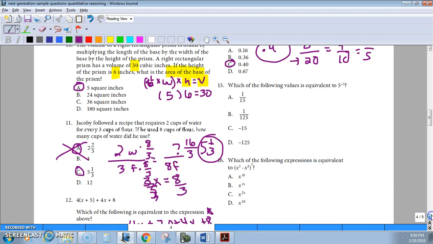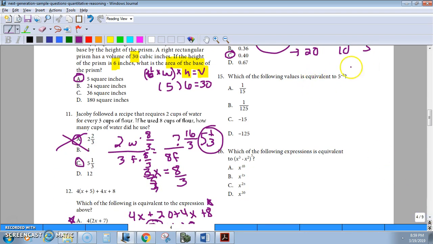All right, 15. Which of the following values is equivalent to 5 to the negative 3? Oh, you guys, we just did this. So 5 to the negative 3 is the same as 1 over 5 cubed, which is the same as 1 over 5 times 5 times 5, which is the same as 1 over 125. Bam.